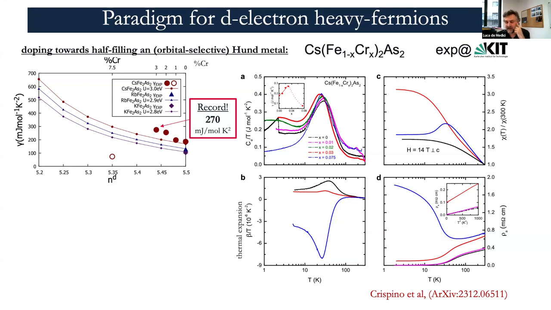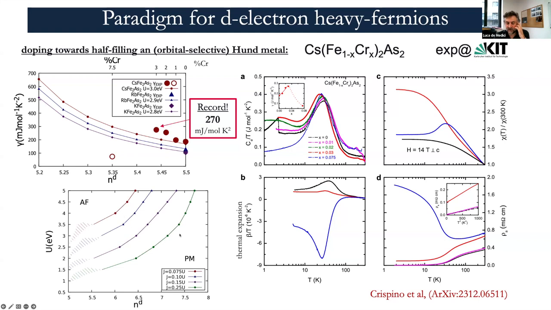Then something interesting happened for extreme chromium content, which is this point over here. So the Sommerfeld coefficient changes completely, the behavior changes completely. The compound becomes non-metallic, and even the thermal expansion inverts its sign, which basically tells that instead of increasing correlation with negative pressure, they increase with positive pressure. So this can be interpreted in terms of entering an antiferromagnetic zone, which is predicted by our calculations.